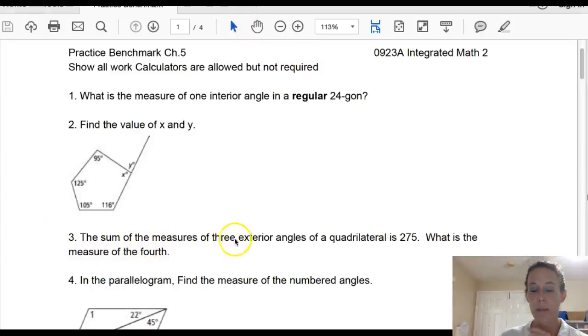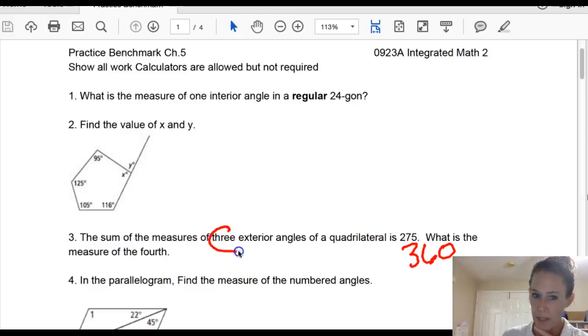Number 3 says the sum of the measures of 3 exterior angles of a quadrilateral is 275. What is the measure of the fourth? So we have a little formula that we know. The sum of the exterior angles of any polygon is 360. We know that. Now, this doesn't say it's a regular quadrilateral. It just says the sum of the measures of 3 exterior angles of a quadrilateral is 275.